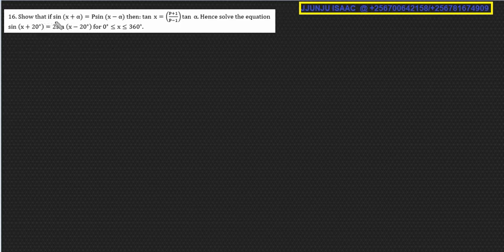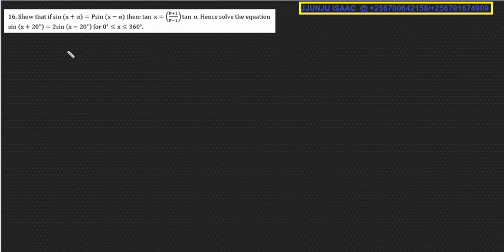Now here we are told to show that if sine(x + α) = p sine(x − α), then tan x will be equal to that. So the idea here is that we are going to expand this using the compound angle formula. But now, creating a tan means we need to divide by a cos. The sine over cos gives you a tan.